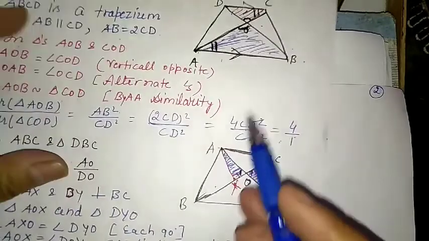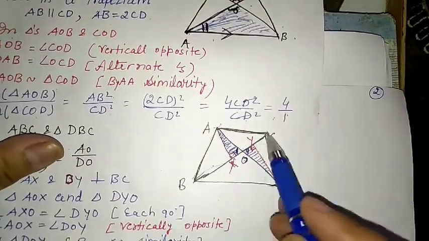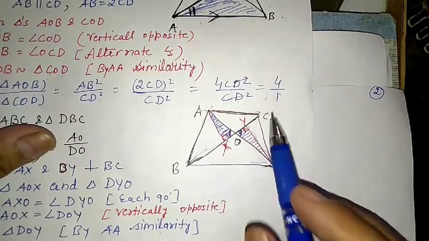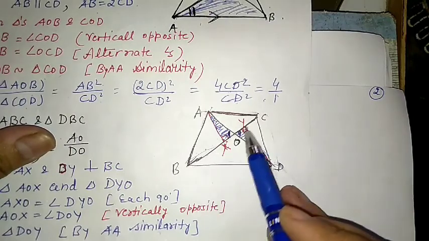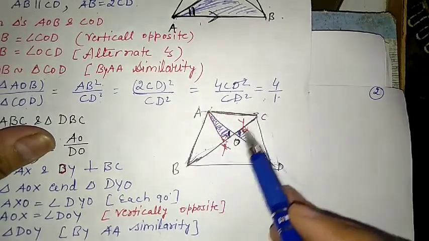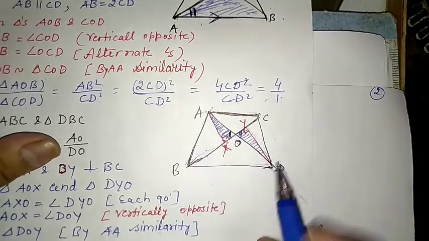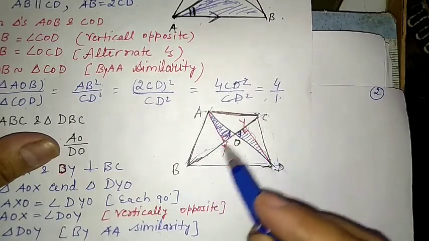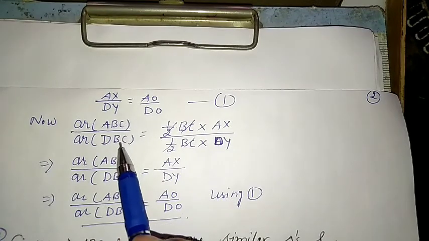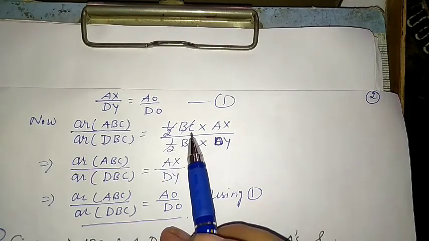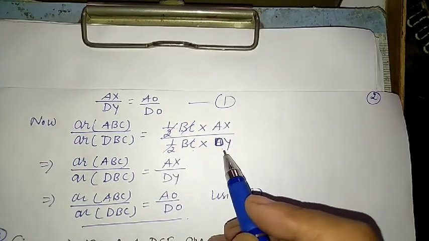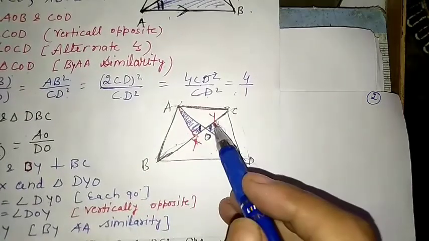So this is the perpendicular of triangle ABC, and this is also the perpendicular of triangle DBC. So we will find the area of triangle ABC with the formula half base into height. Similarly, we will find the area of the triangle DBC. This is the base BC and height is DY. So area of ABC and area of DBC is equal to half BC into AX, AX is the perpendicular, and half BC into DY, DY is the perpendicular of the other triangle.